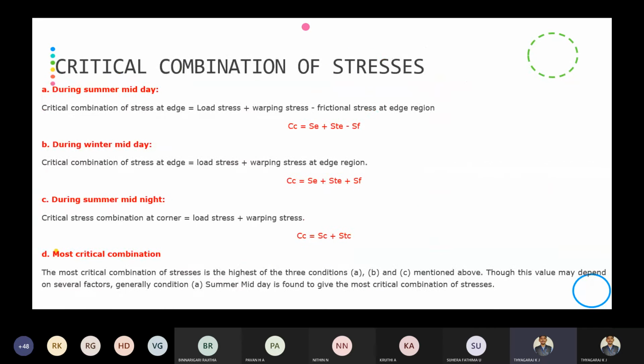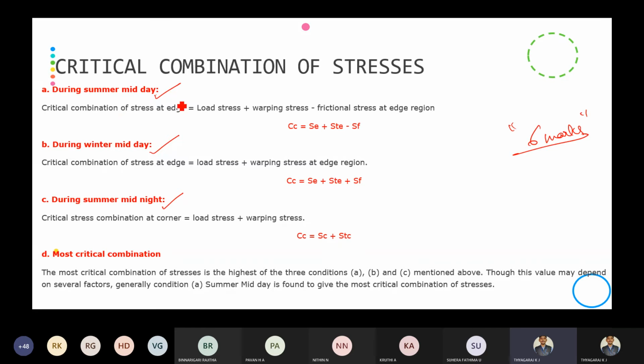Next is the critical combination of stresses. Okay, this is very important. In the exam, they will ask for 6 marks. Simply write where the critical stresses are going to develop and when they are going to develop. So remember, we are considering 3 cases: summer midday, winter midday, and summer midnight. These are the 3 cases we consider for determining the critical combination of stresses.